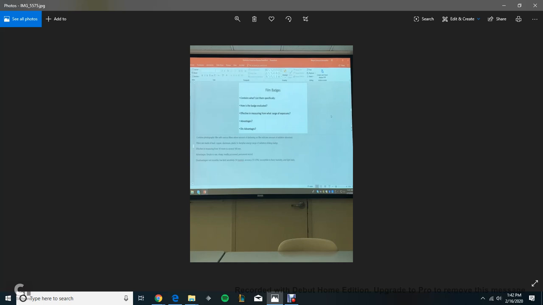Film badges. They contain photographic films with various filters, where the amount of darkening on the film indicates the amount of radiation absorbed. Filters are made of lead, copper, aluminum, plastic to decipher the energy range of the radiation. They are effective in measuring from 10 rems to several hundred rems. The advantages are simple to use, cheap, readily processed, and a permanent record. The disadvantages: they're not reusable, the low limit sensitivity, susceptible to heat, humidity, and light leaks.